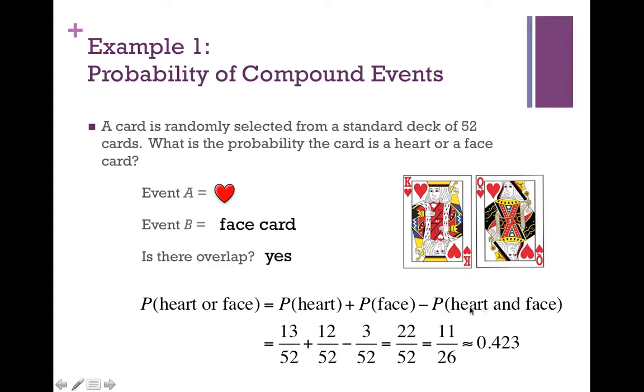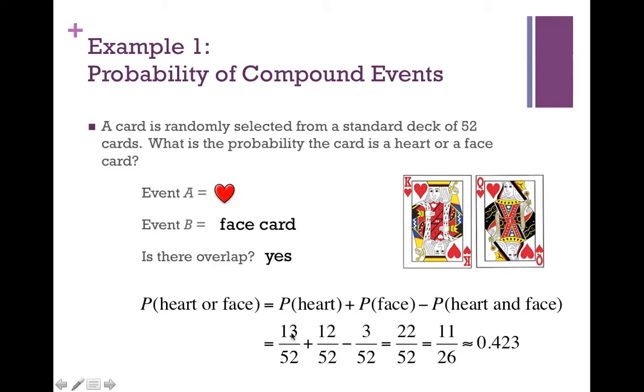And then how many cards are both hearts and faces? Well, that would be the king of hearts, the queen of hearts, and the jack of hearts. So that would be 3 over 52. By keeping my denominator the same all the way through the problem, it makes combining this much easier. Even though I could make this 1/4, I could make this 3 over 13, it's much easier to just keep that common denominator until the very end.